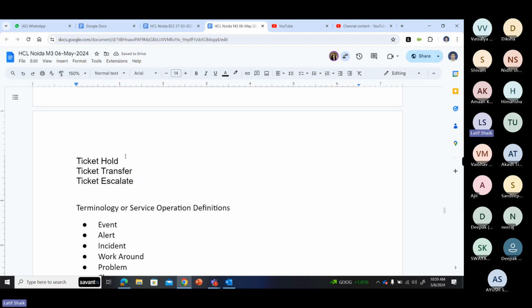What is ticket holding? Guys, when you receive a ticket, you have to respond. Understand? You have to respond. Yes, you received a ticket, so yes, we are looking into it. So that is respond. And what is the resolution time? For example, it is a P2 ticket and you got 8 hours of resolution time. So what happened? 8 hours completed.